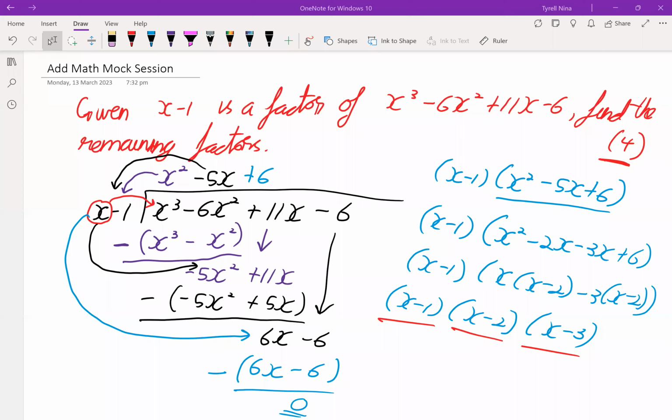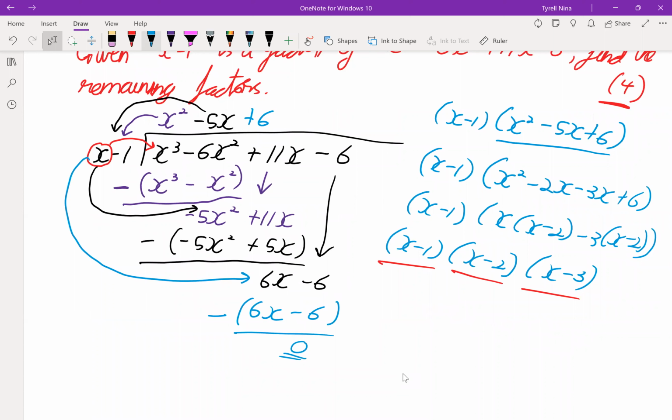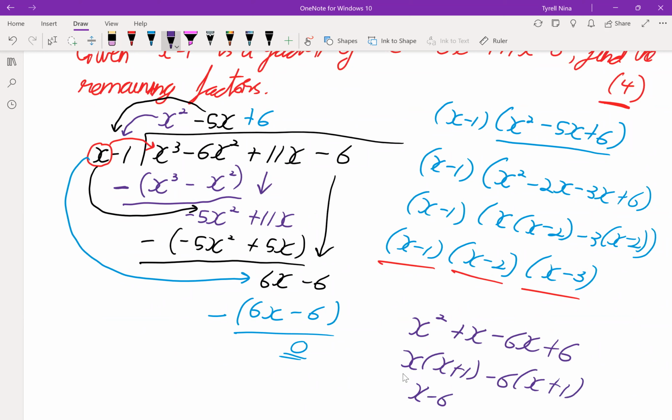So for this one, some of you may have gotten x minus 1, x plus 6. That is wrong, and I'll show you why. Some of you did x squared plus x minus 6x plus 6, so you get x into x plus 1 minus 6 into x plus 1. So you get x minus 6, x plus 1. That doesn't work.